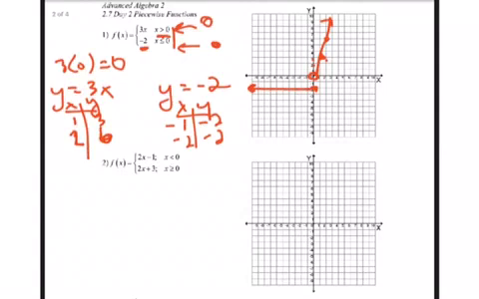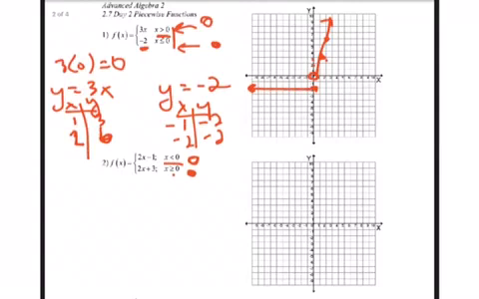Let's do one more. I have y equals, or f of x, which is your function notation, equal to 2x minus 1 for all values of x that are less than 0, and the line 2x plus 3 for all values of x that are greater than or equal to 0. So first I'm going to plug in 0 into both of them so I can get my boundaries. That one's going to have an open circle. This one's going to have a closed circle because we've got the line underneath it.